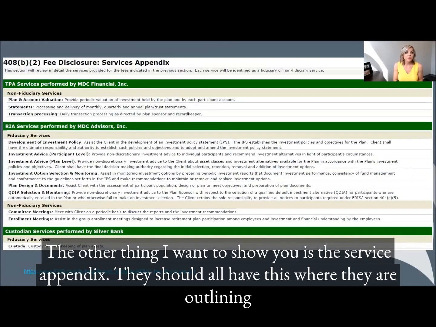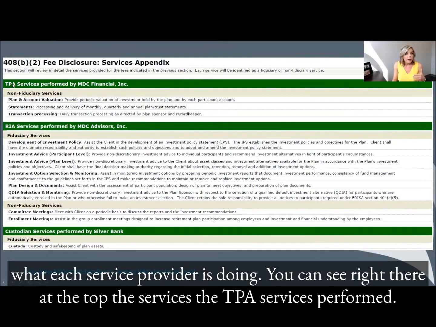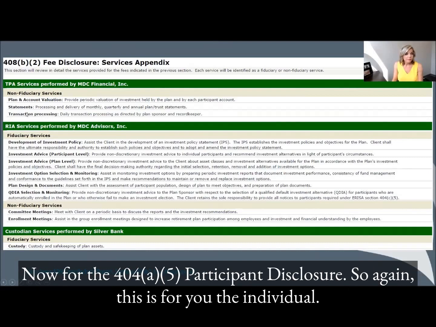The other thing I want to show you is the service appendix. They should all have a service appendix where they're outlining what each service provider is doing. So you can see right here at the top, the TPA services performed, and then their services.